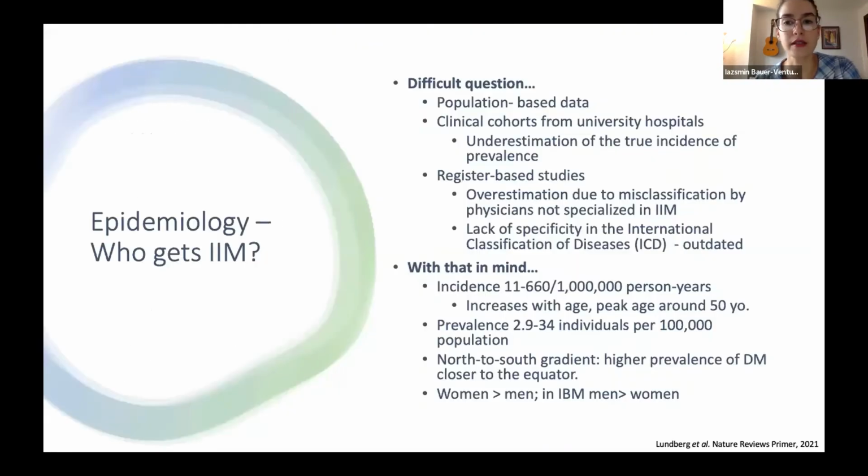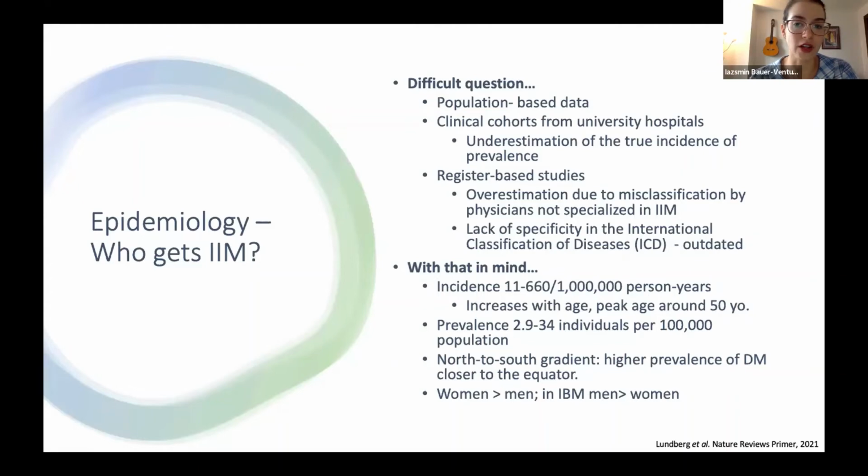Epidemiology, so who gets inflammatory myopathies? This is really a difficult question. Population-based studies do not provide a good framework on how to understand the incidence and prevalence in the general population. Clinical cohorts in university hospitals are complicated because they probably underestimate the true numbers, given that we receive referrals of patients who are most complex. Registry-based studies may overestimate, given the misclassification by physicians not specialized in inflammatory myopathies.